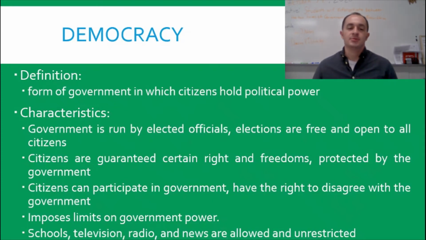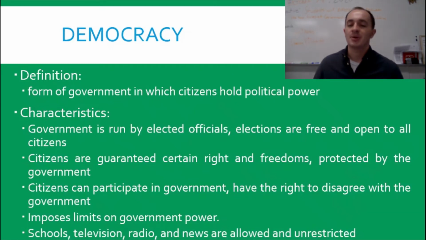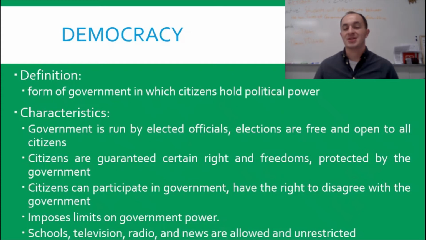Another characteristic of democracies is that it imposes limits on government power to make sure that the government does not get too strong, so that not any one person can get too strong. And then we have schools, television, radio, and news are all allowed and unrestricted. This is an important aspect because in a democracy, if we restrict certain things like the media and press, then they can only say certain things, and people are able to much easier get in power and be corrupt and get away with certain things.